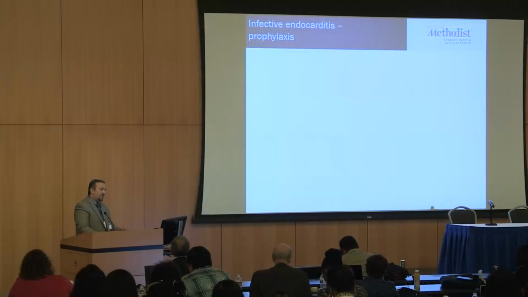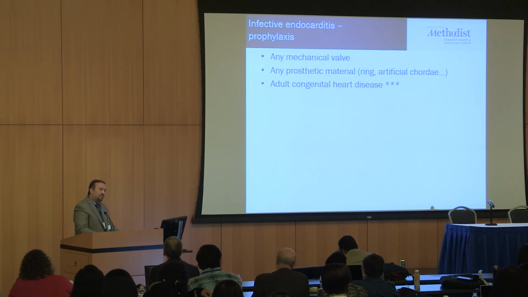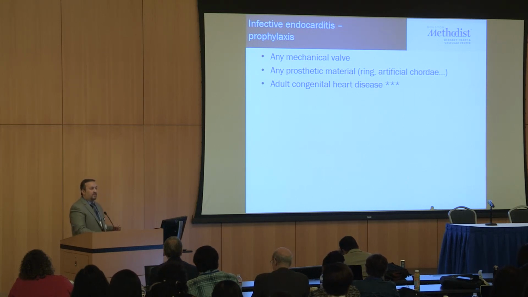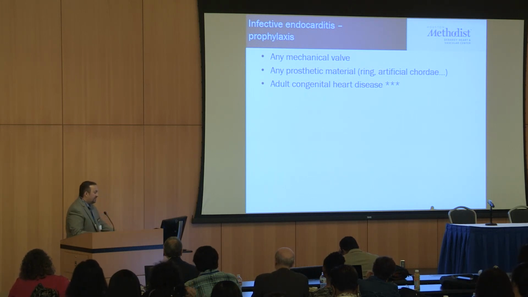A quick point regarding infective endocarditis, you're going to be asked that question sometimes for prophylaxis about these patients. So any mechanical valve or any prosthetic material that the patient has, meaning if that patient had a ring inserted for a mitral valve or has artificial chordae. Adult congenital disease, frankly, if you already have an adult congenital disease patient, I would refer, like Eunice had said, to one of the adult congenital heart disease centers.